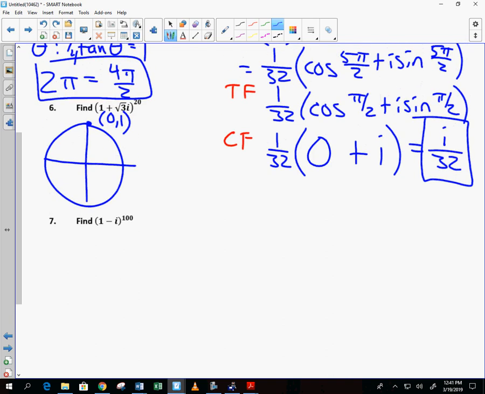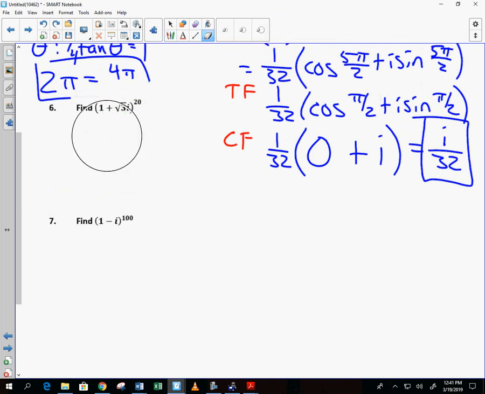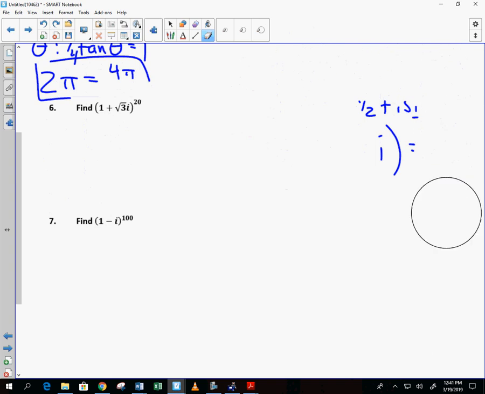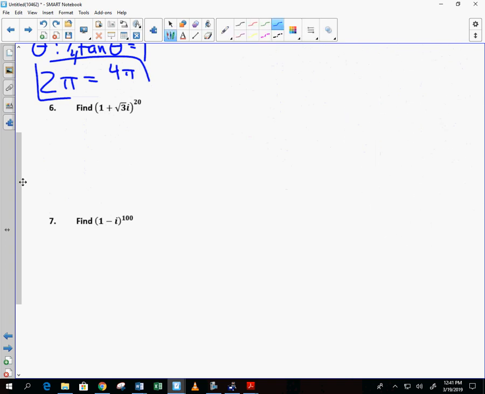All right, here we go. 1 plus the root of 3 i to the 20th power. Ick. I don't want to multiply this out 20 times. Instead, let's put it in trigonometric form. What is r? Square root of a squared plus b squared. What is a squared plus b squared? 1 plus 3, and I get 4. Very good. The square root of 4 is 2, so you got 2 is your r value.